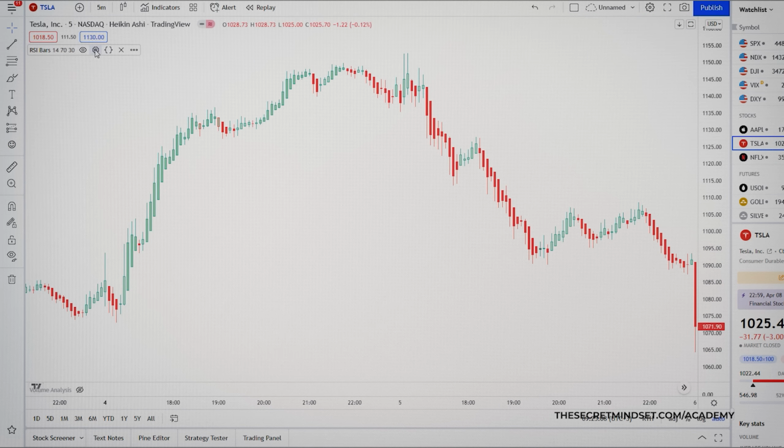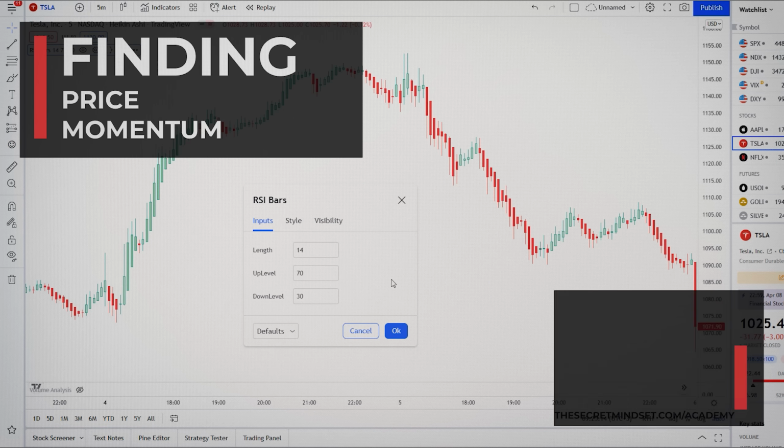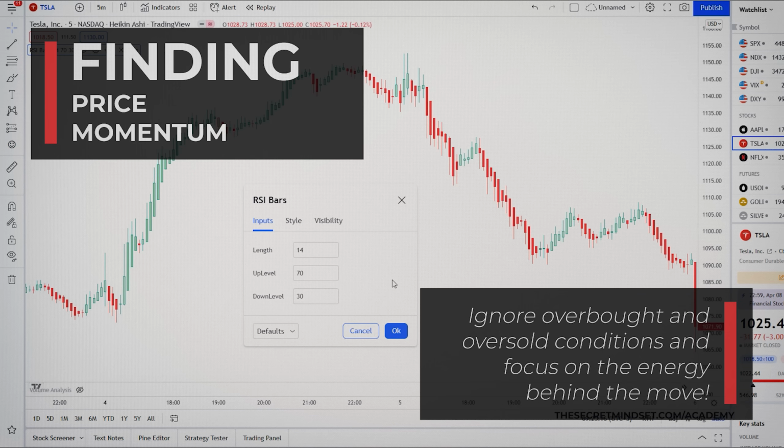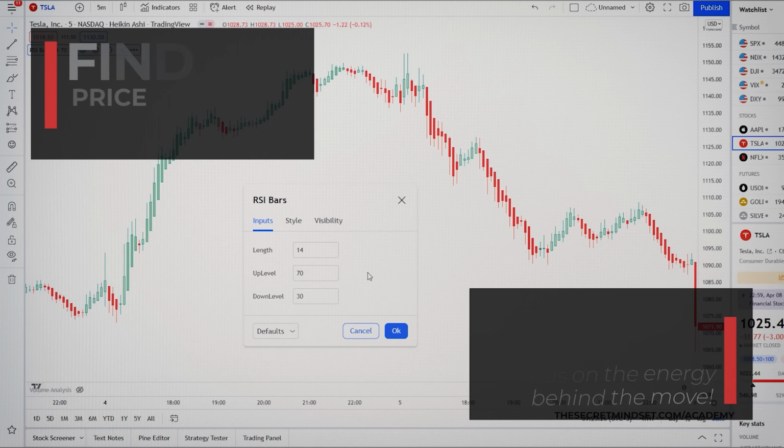The indicator was originally designed to find overbought and oversold levels at the 30 and 70 level. While many traders use the RSI mostly to reveal overbought and oversold conditions, we'll use a different approach. Our target in this scalping strategy is to identify the energy behind the move.